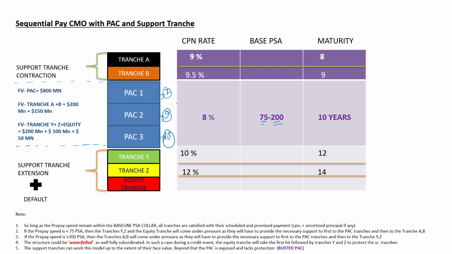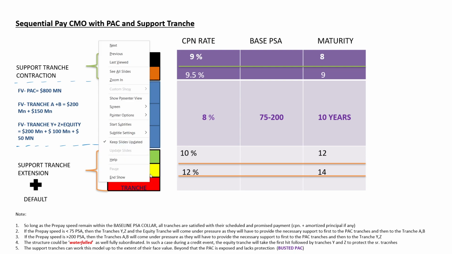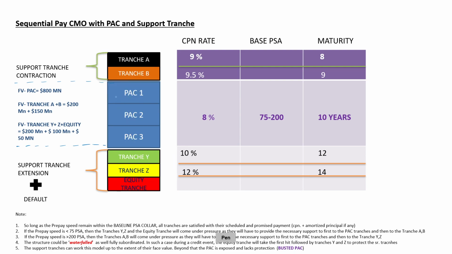So the question here is, where does this protection come from? We will explain where the protection comes from. Above this, there are a couple of tranches shown as tranche A and tranche B. However, we must understand that tranche A, tranche B, tranche Y, tranche Z, and the tranche equity, all of them are subordinate to the PAC tranches.